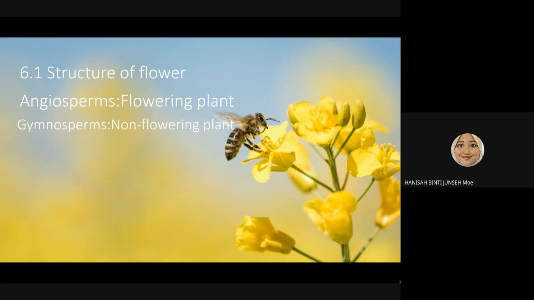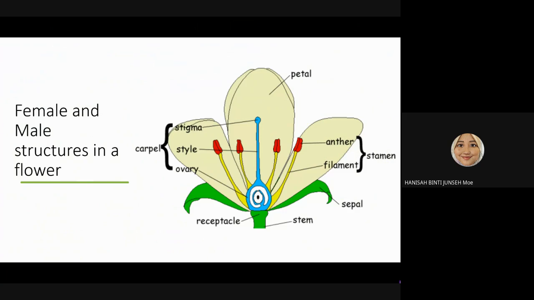All right, so we go to the structure of a flower. Here we can see in one flower we can find both female and male structures. These are called hermaphrodite, meaning it's a bisexual flower. It has both male and female structures in one flower. Let me use the laser pointer first. Here this is the whole flower itself, and you can see there are elements of the flower.